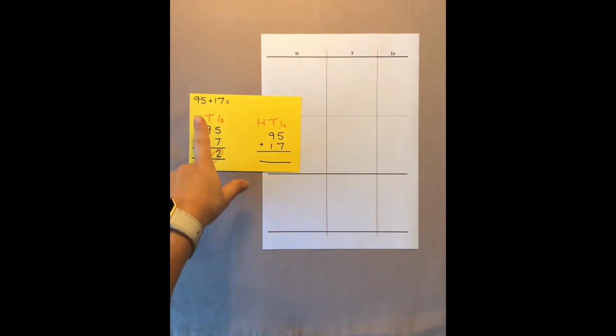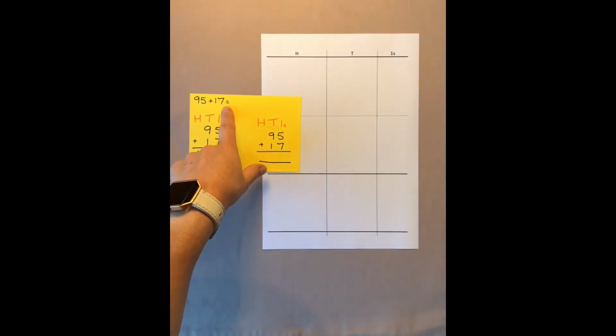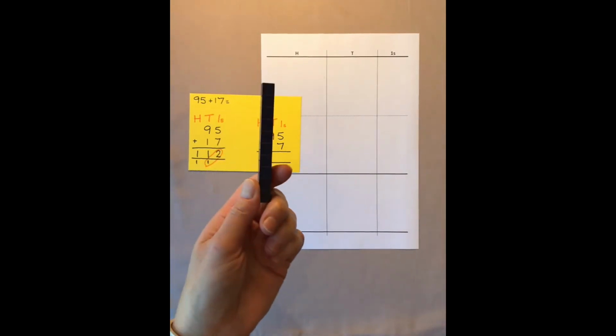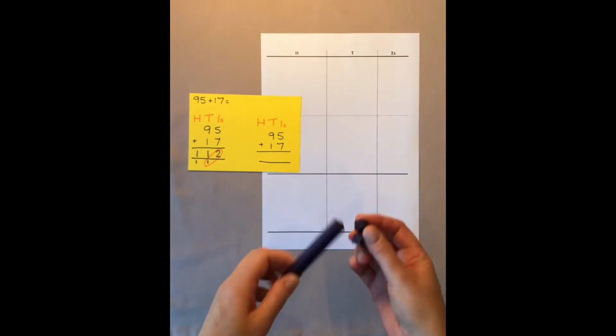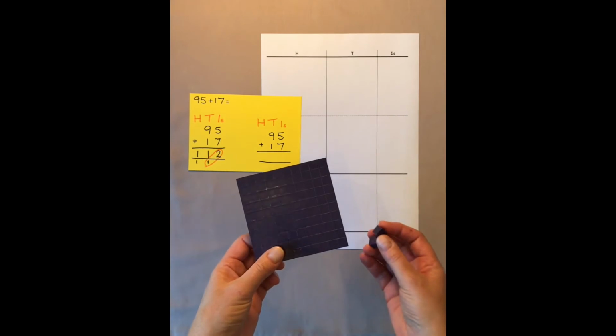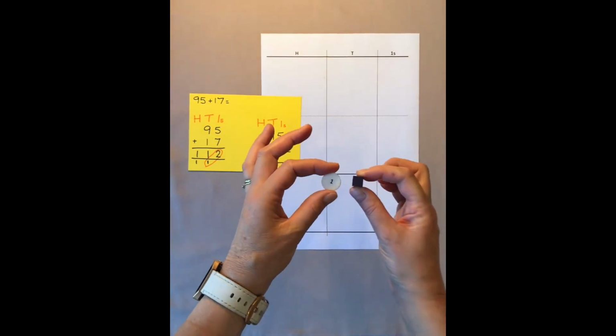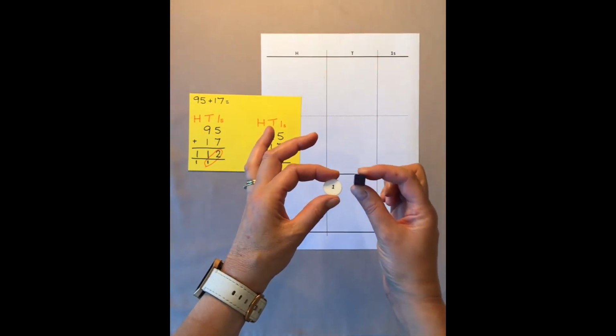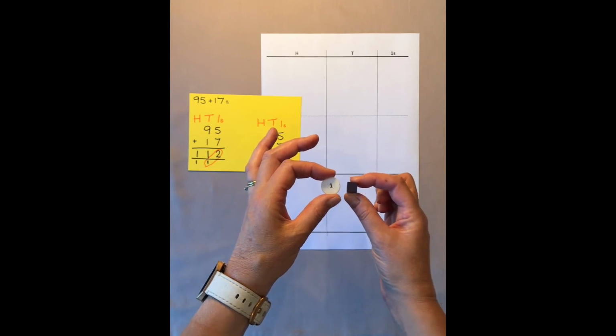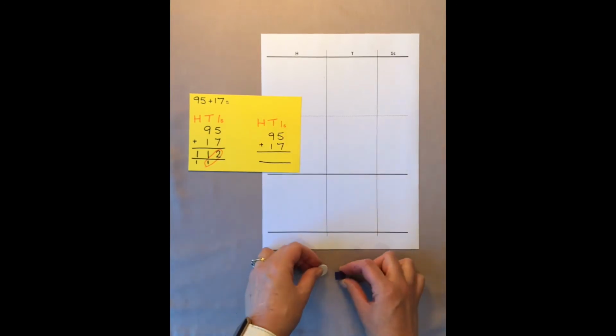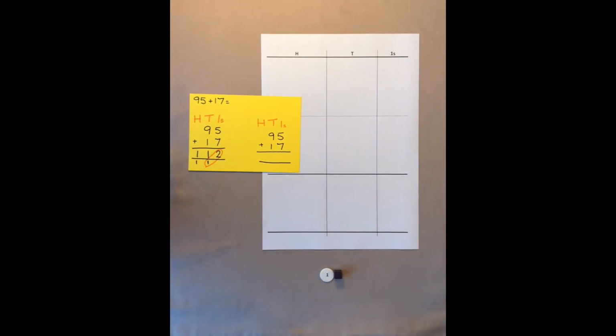Okay, so we've just done 95 plus 17. And we used cubes and tens and 100s. And they're fine to use, but we can also use place value counters. And place value counters look like this. So this 1 place value counter is worth 1 cube. It represents 1. So those are the same.